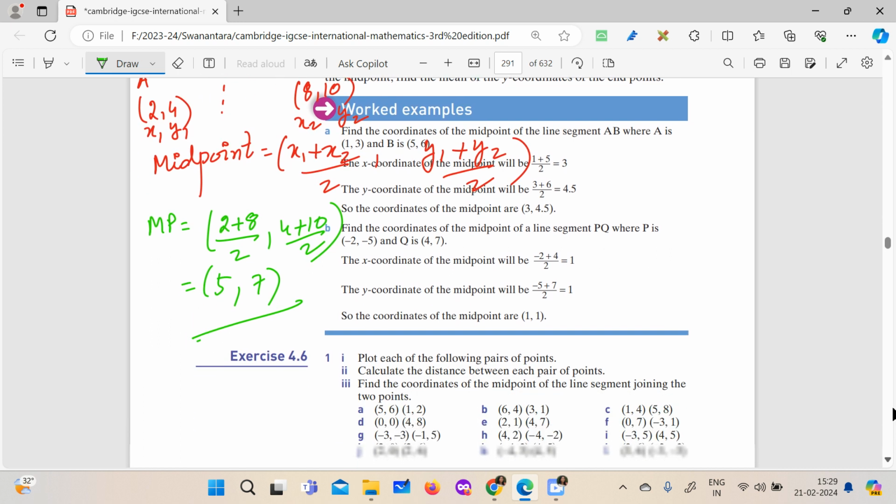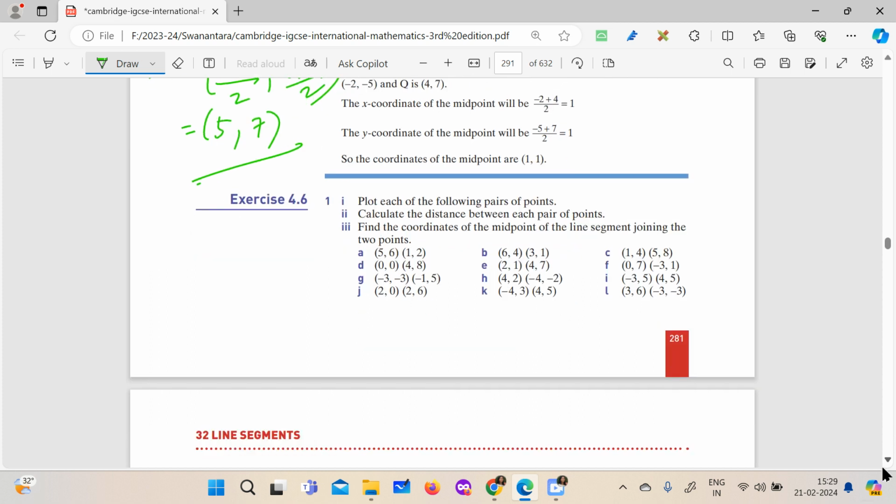So let's see a few questions. Now plot each of the following pairs of points. Calculate the distance between each pair of points and find the coordinates of the midpoint. So we have to calculate the distance between each pair of points and find the midpoint. We will do 1A.